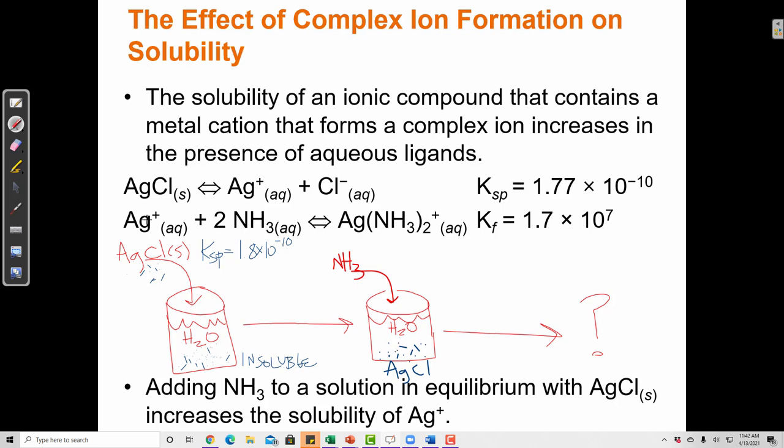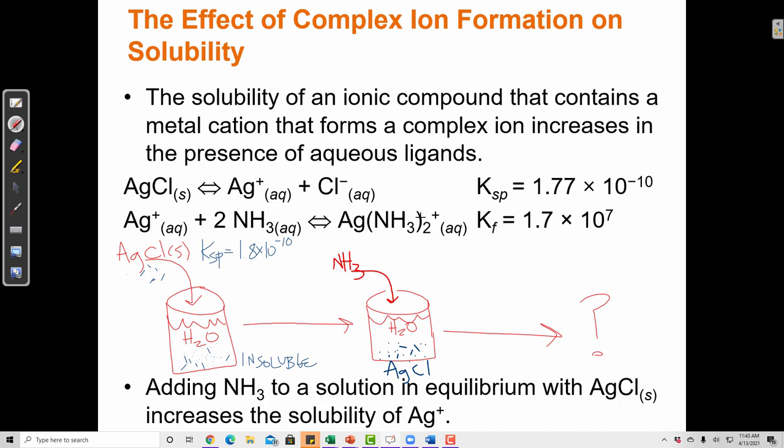If I do have any silver plus in that solution, the silver plus is going to find the ammonia incredibly quickly and form this complex to a very large extent because this number is so large, right? So remember, AgCl dissolves in water. There's a minuscule amount of this. There is a tiny, tiny, tiny amount of this in the water, right? If I add NH3, it's going to use up that Ag+. That Ag+ will immediately be attracted to the NH3, and I'll make this.